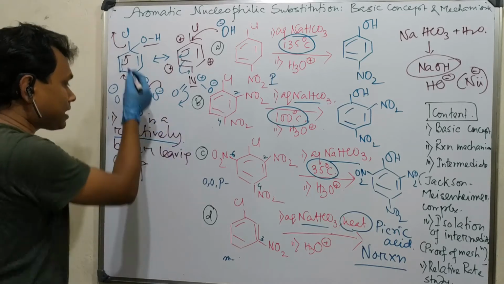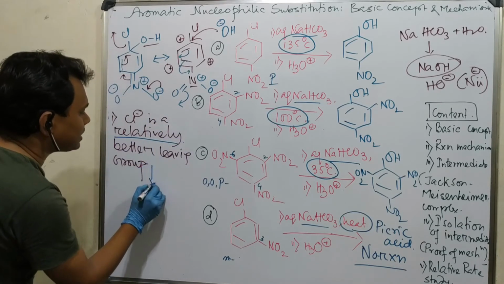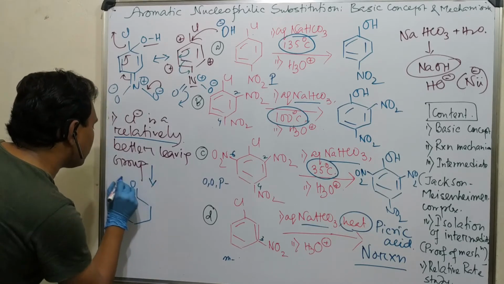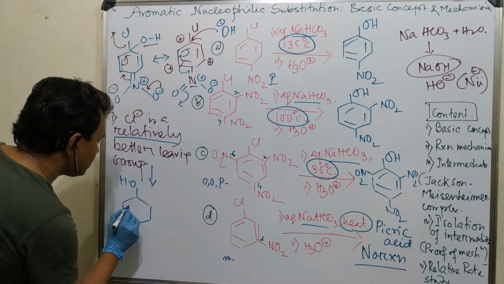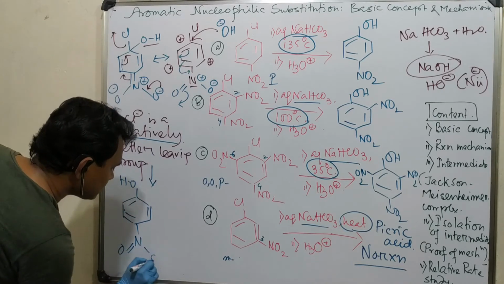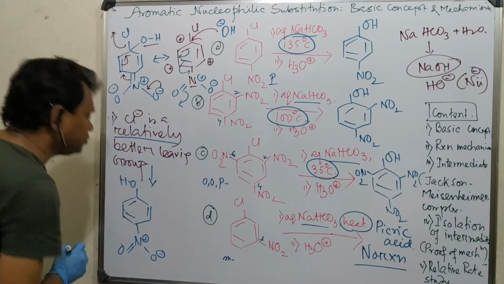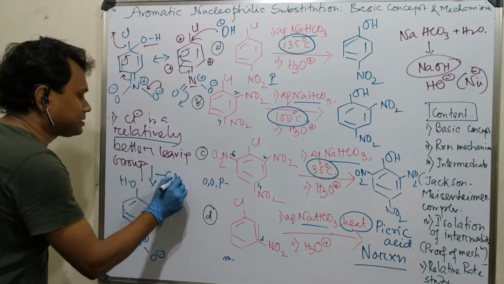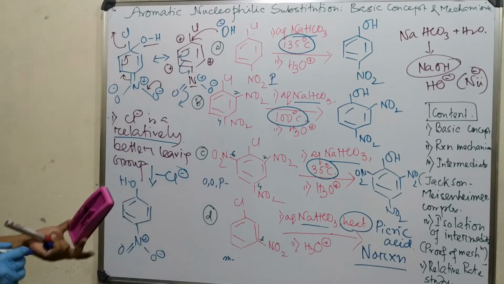And if it leaves, what does it result in? It results in this OH. Fine. This is nitro. So then we can think what I expected, C minus Cl minus. Okay. What we expected, we got.